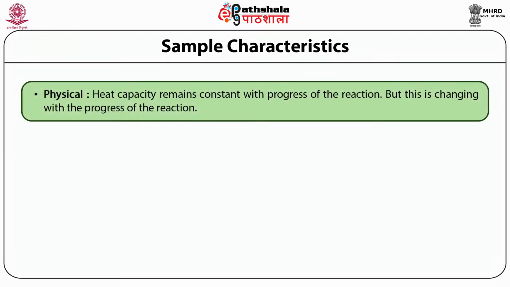Physical factors. Heat capacity is assumed to remain constant with progress of the reaction, but it is actually changing with the progress of the reaction. The effect of particle size is related to the effects of packing density and overall thermal conductivity of the sample. In general, the following inferences are drawn from the variation in size of the particle. Particle size changes peak area. Particle size also influences the peak temperature. Particle size also changes the completion temperature.